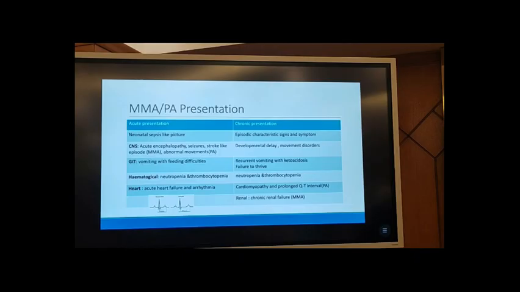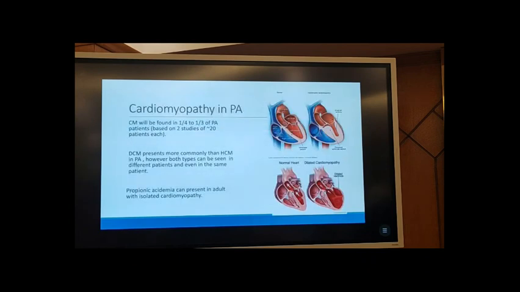Propionic acidemia is known to be associated with cardiomyopathy or cardiac problems, while methylmalonic acidemia is known to have an impact on the kidneys. Patients can die of renal failure. In case of propionic acidemia, any patient diagnosed should have an echocardiography. They can present either with hypertrophic cardiomyopathy, as you see, or with dilated cardiomyopathy.